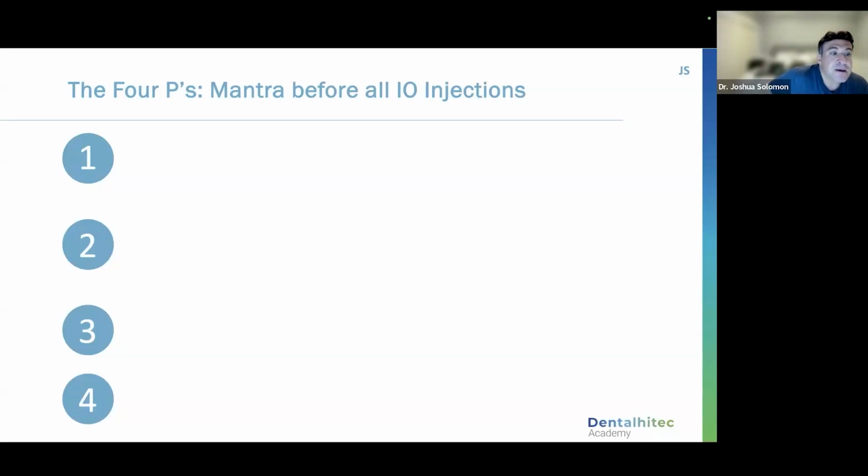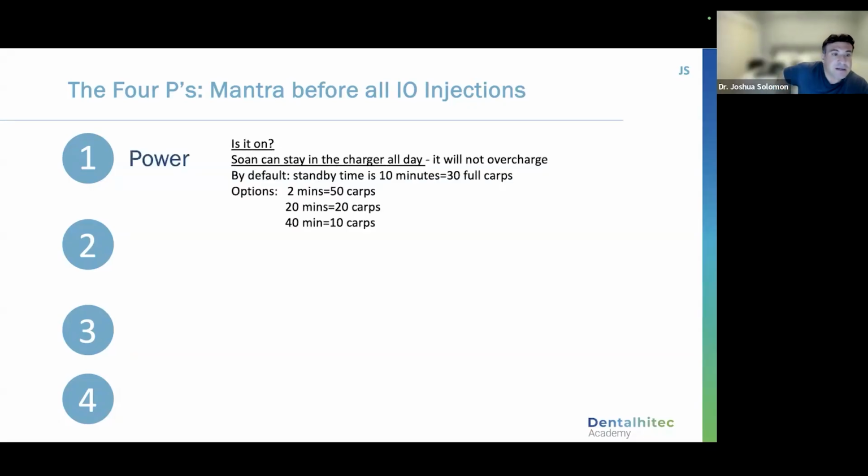So these are the 4 P's, my mantra that I say to myself literally every time before I give an injection. So number 1 is always power. Dr. Ann is smarter than I am, and I have had multiple times where I have gone to give stage 1 and looked and said, this thing's not on. And it is virtually impossible to turn it on and not overinsert the needle all at the same time. So I will pick it up and I will look and make sure that power is on.